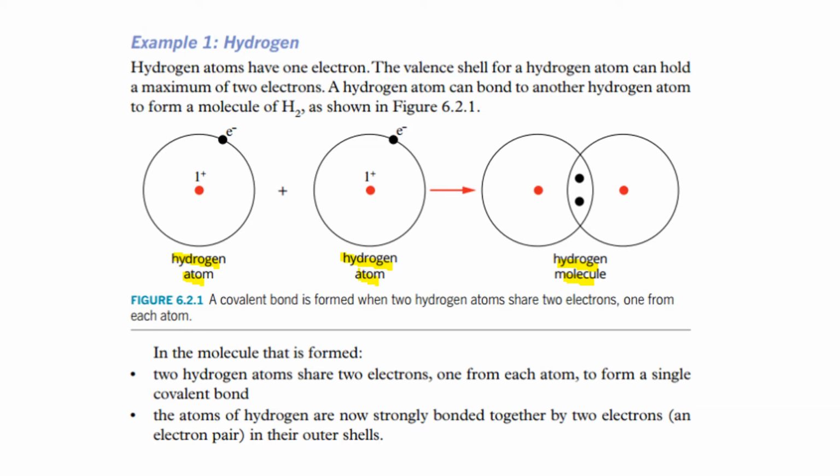It says in this molecule there is formed, so I'm bringing the bottom part for you. It says 2 hydrogen atoms share 2 electrons, one from each atom, to form a single covalent bond. It says the atoms of hydrogen are now strongly bonded together by 2 electrons in their outer shell. Alright, so once again, when we're talking about hydrogen atoms here, it's a sharing of their valence electrons, and when they both share 1 electron each, they will have 2 electrons in the outermost shell, enabling them to be stable. So this is the first example that we have, which is on hydrogen. I'll show you the second example, so I'm just going to move on to the next slide.